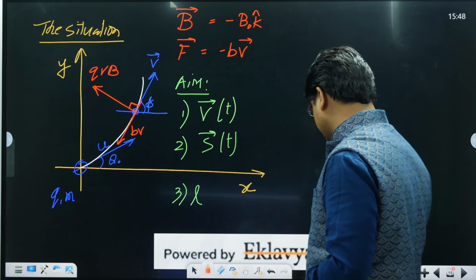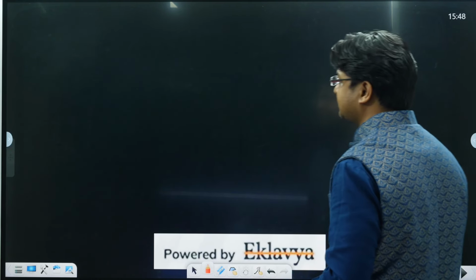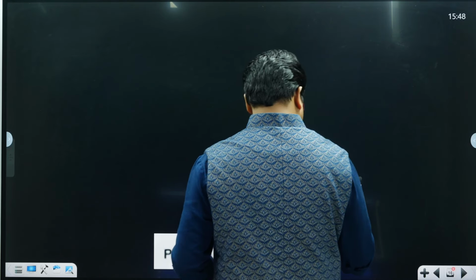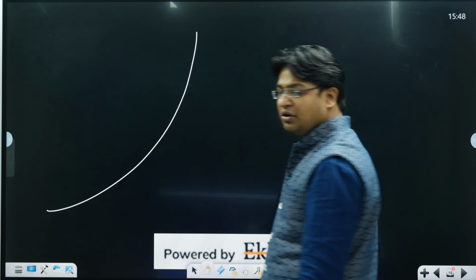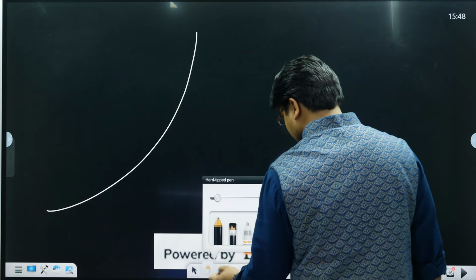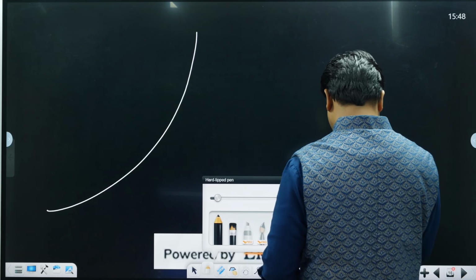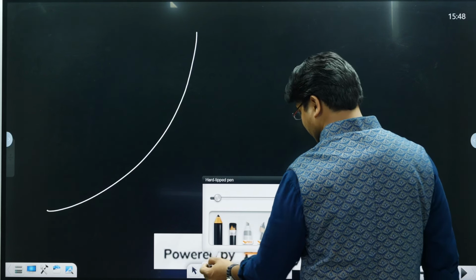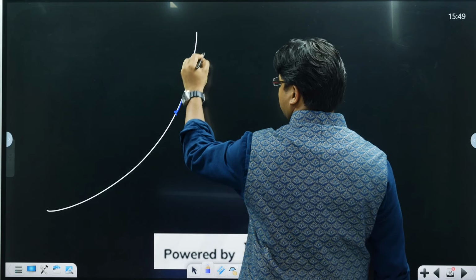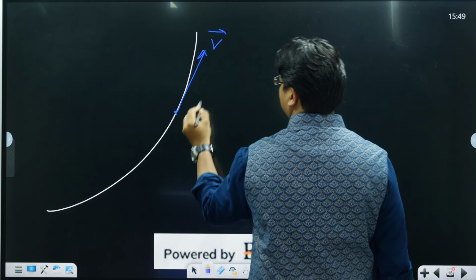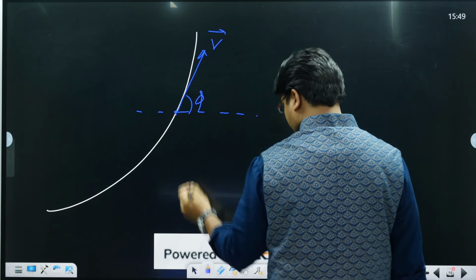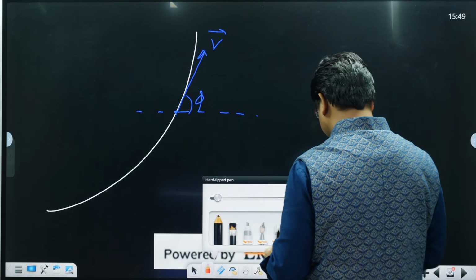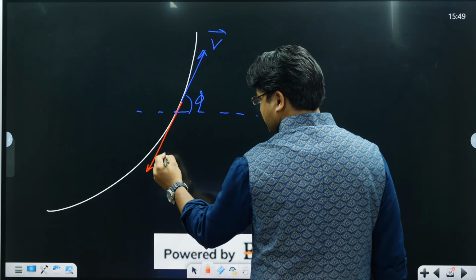Okay, so that we are able to understand things, I'll do the same thing. This was our trajectory that we drew, and we depicted velocity with a blue colored arrow. I think it was blue colored arrow only. So we depicted velocity like this. This was a line parallel to x-axis. This angle was phi. And as far as the forces were concerned, we depicted one force in this direction, which was BV.